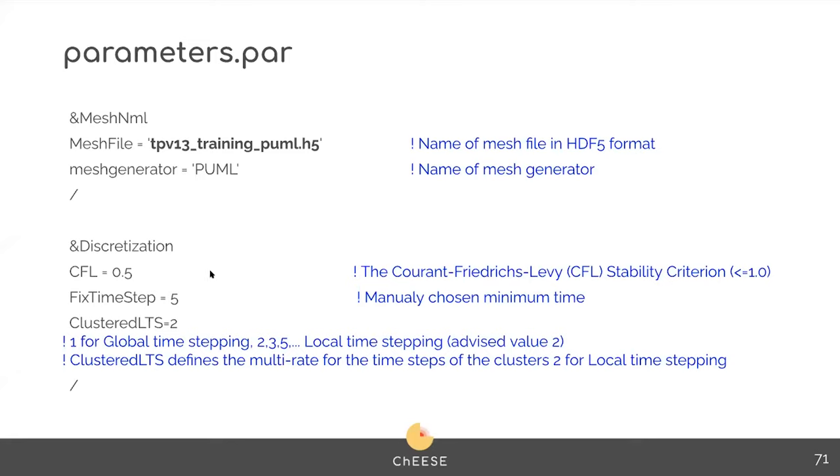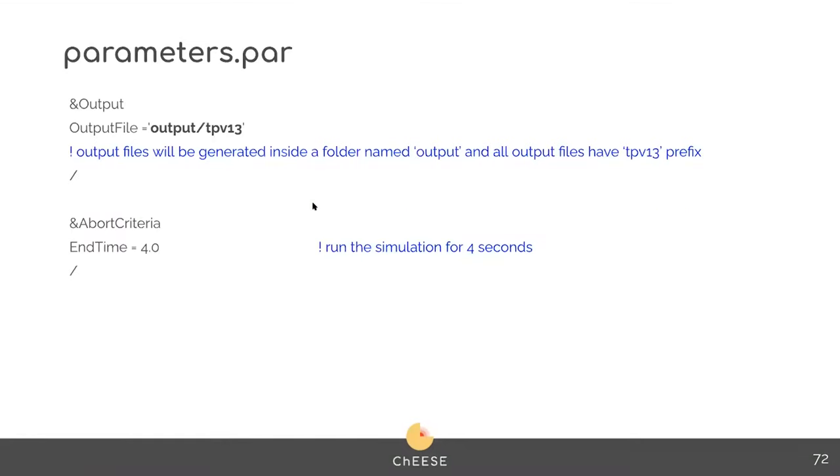Okay, and then the mesh file. In the exercise later, we will create the mesh together, and the local time stepping is the same as in the first example. And we changed the name for the output, and in this exercise we run for just 4 seconds to save time.